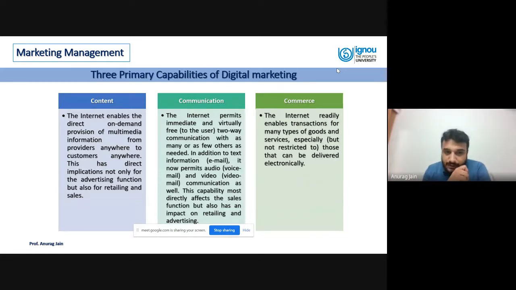So what is content here? We are seeing different forms of content which are available, majorly in the form of videos, images, different forms of text, podcasts, and so on and so forth. There is much content which we are seeing on digital platforms, and this content is making the interaction which is happening very effective.